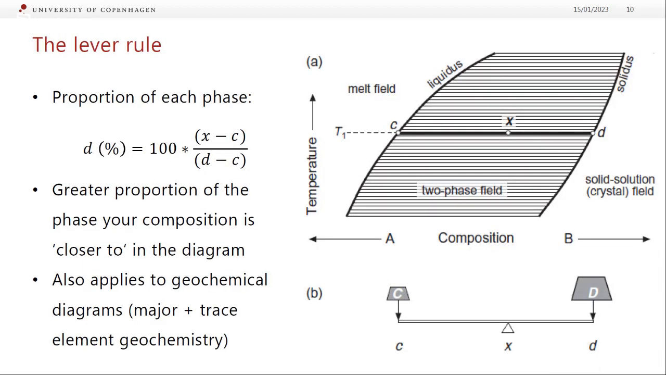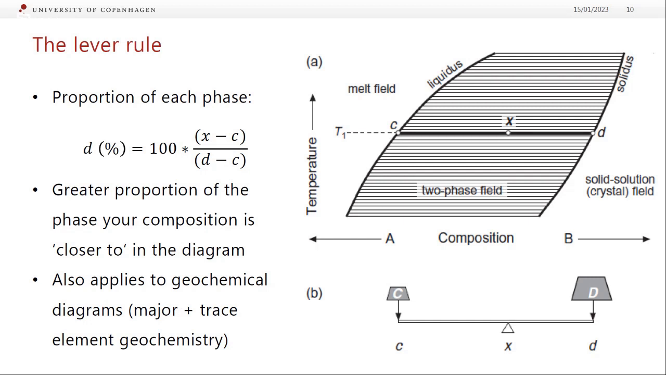Okay, the lever rule, and obviously we covered this in phase diagrams, but this applies to geochemical diagrams, major and trace element geochemistry. It's just a very simple way of thinking about things, and once you get used to it, you can just look at a diagram and say, it's about 70% of this and 30% of that. So this is the formula for it, where if we want to find the percentage of the mineral D that's crystallizing at the solidus, then we just do X minus C, so this distance, divided by this distance, and then times by 100 to get percent.